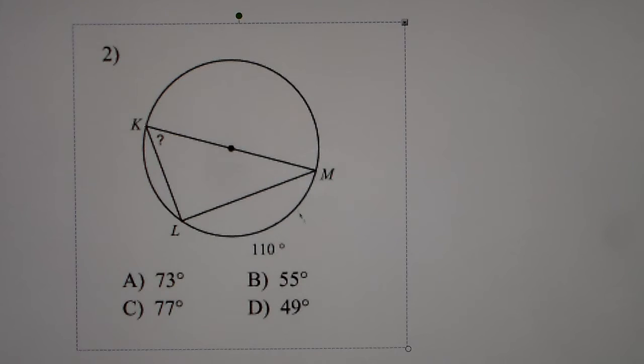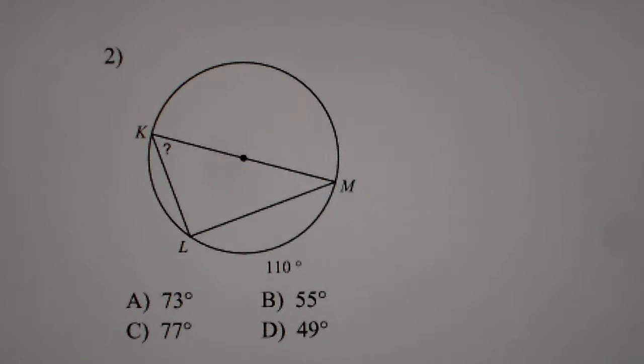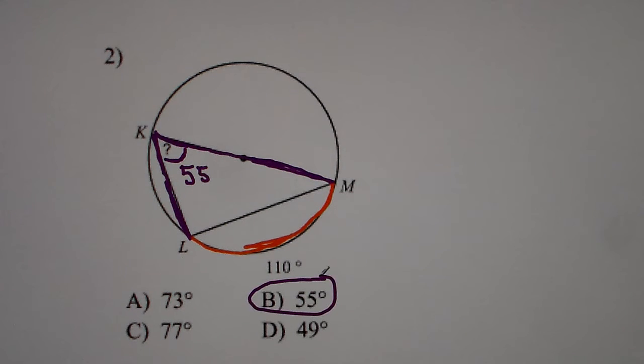Looking at number 2. So we have this arc length, LM, is equal to 110. And our goal is to find this purple angle. To do that, all we got to do is take this arc length. Notice how these two purple lines are the two ends of the arc. That is important. You need to know that. This arc ends at the tip of these two purple lines to find this angle. So 110 divided by 2 gets you 55. So the answer is B, 55 degrees.